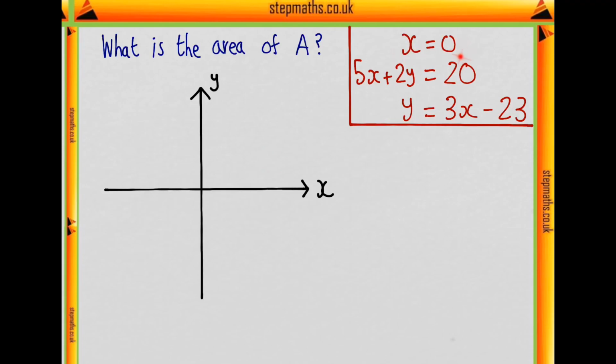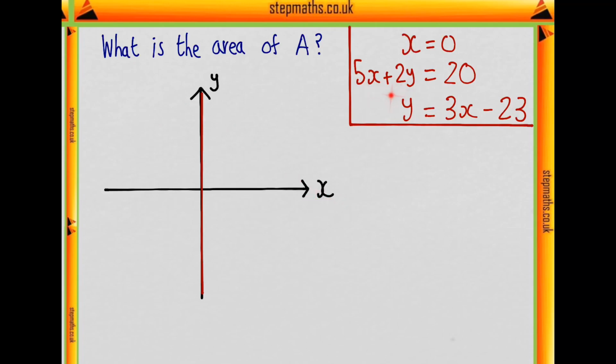We'll start with this one, because this one's really nice. x equals 0. Well, that's just the y-axis, so we can plot that in red here. And now we'll go for this one, 5x plus 2y equals 20. Your first instinct may be to rearrange this, but I don't think it'll particularly help, because all we want is a rough sketch to see what's going on. If we work out 2 points on this line, we know what to draw.